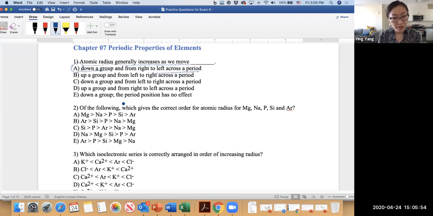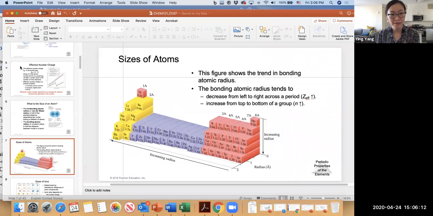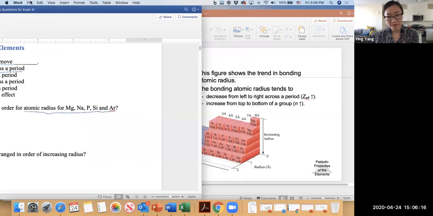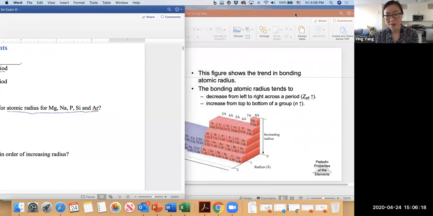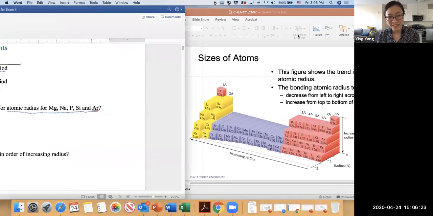Now question number 2 is, of the following, which gives the correct order for atomic radius? Again, a similar question, atomic radius for these 4 elements. We're going to use the same table again to see where the elements are. So what elements do we have? Magnesium, sodium. I have to move them around so we can see them. Let me move this around a little bit. Okay, let's see where they are.